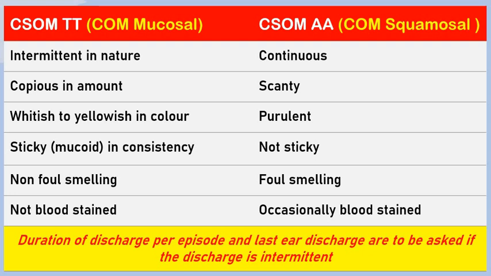The discharge in CSOM TT is whitish to yellowish in color due to the presence of mucin and pus, whereas in CSOM atticoantral type, the discharge is truly purulent. There is no mucin. The discharge in CSOM TT is sticky in consistency, whereas in CSOM atticoantral type, the discharge is not sticky, due to absence of mucus.